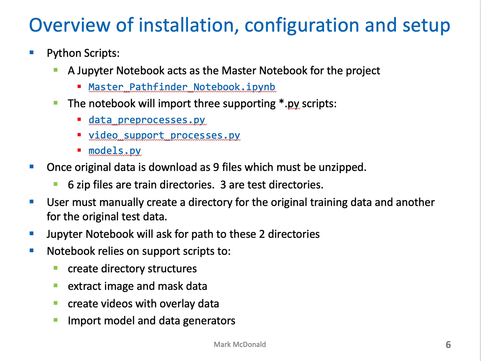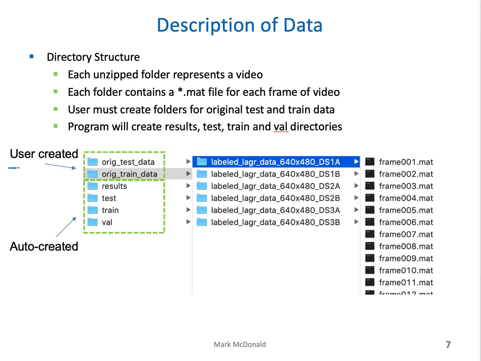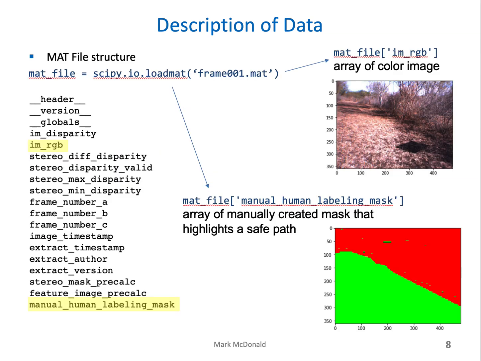I use a Jupyter notebook as the master notebook in this project. There are 3 support scripts for data processing, video support, and defining the model. The user will create 2 directories and move test and train data into those directories. Remaining directories are auto-created by the script.